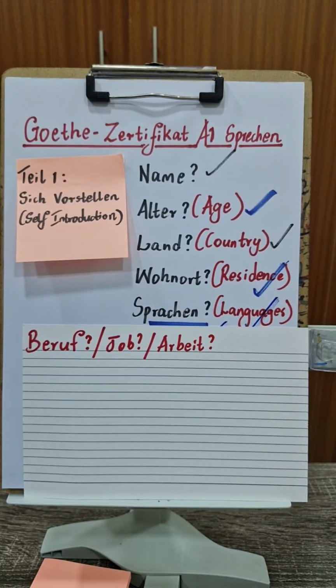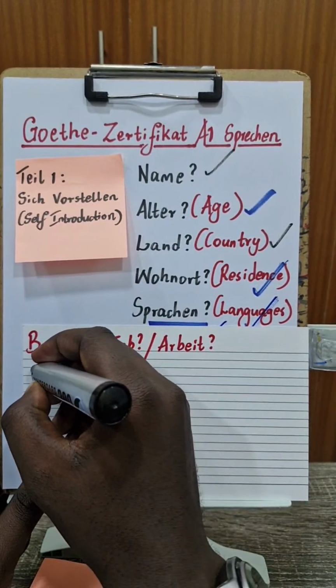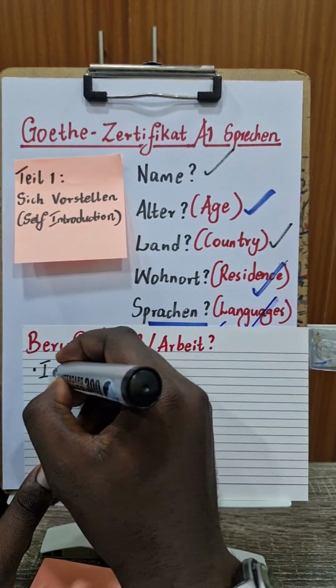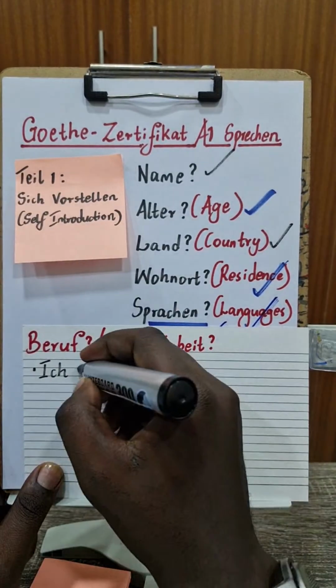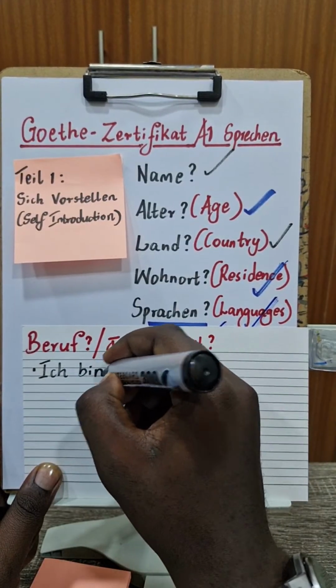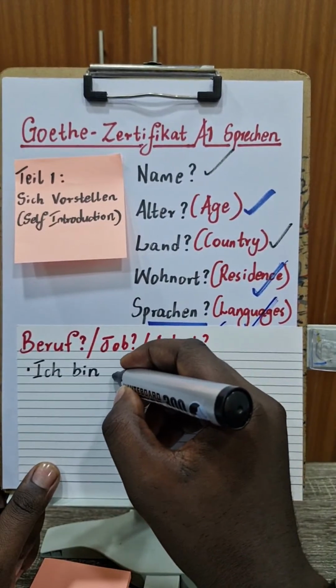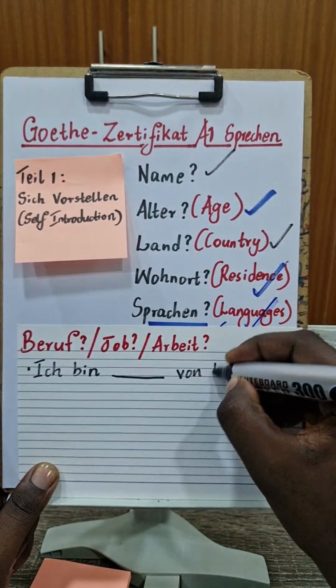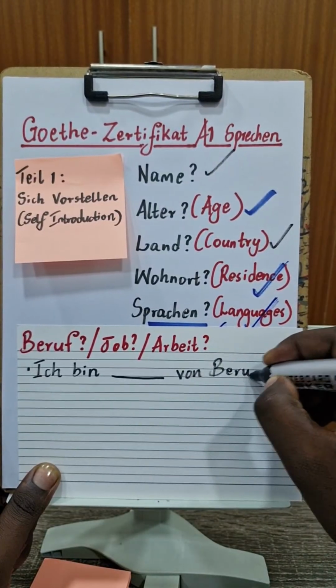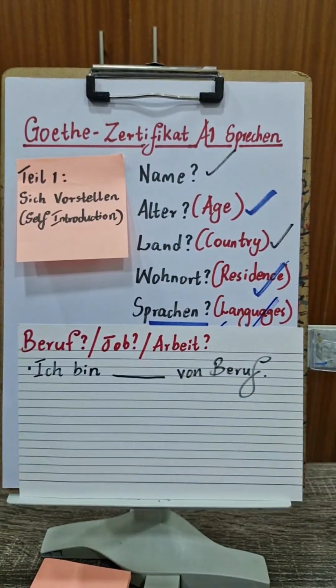All right. So let's see the three ways that you could state your profession. The very first way, you want to say, I am dash, dash, dash. Simply say, ich bin, that's the very first one, yeah? Ich bin dash von Beruf. Ich bin, and then you state, and then at the end, von Beruf, by profession.